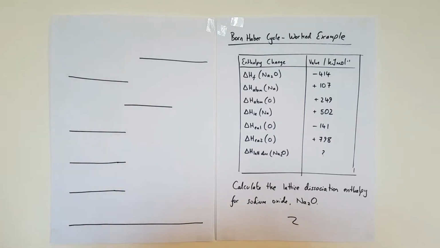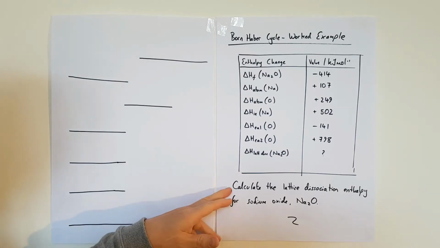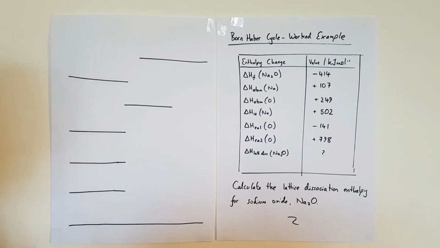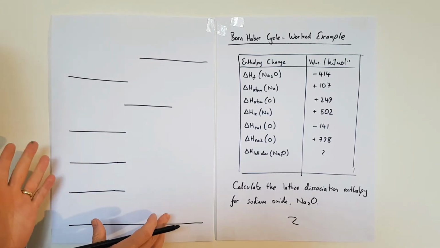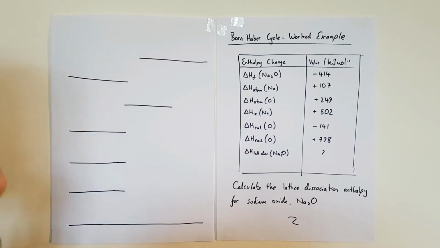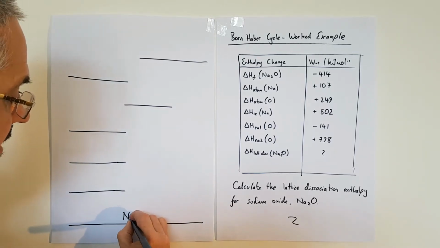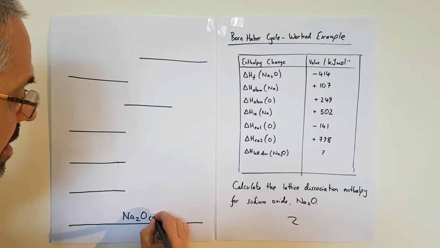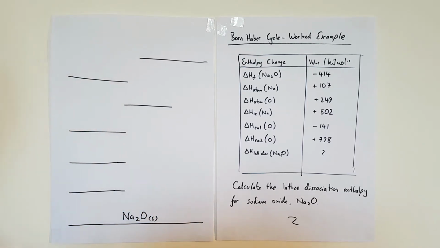Forgot my pen. Right, so this is our worked example of a Born-Haber cycle here. We've got a bunch of data given to us in the question as usual, and the task is to calculate the lattice dissociation enthalpy for sodium oxide, Na2O. So I've got my framework for my Born-Haber cycle here. First step is always to put the solid lattice, the compound, on the bottom line. So in this case that's sodium oxide, Na2O solid, that goes there.